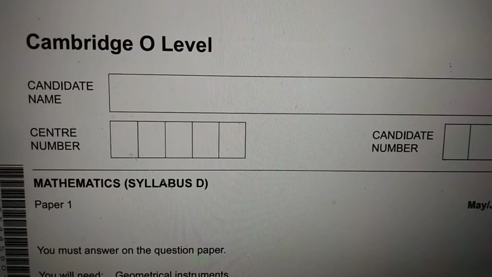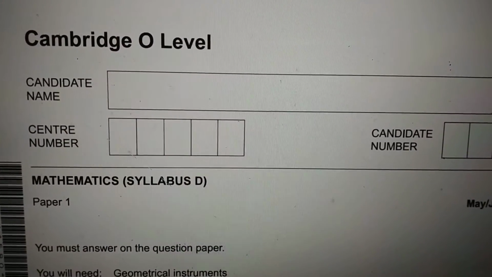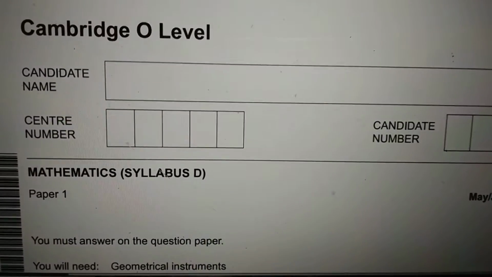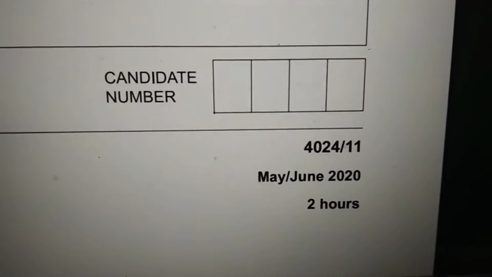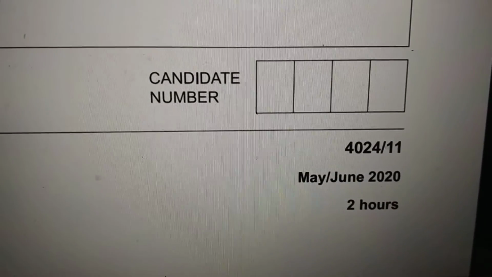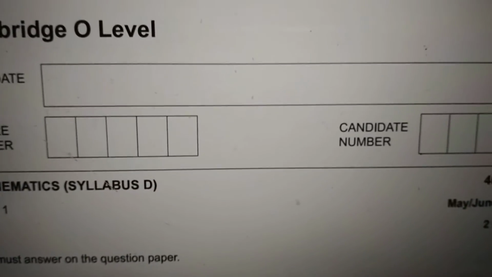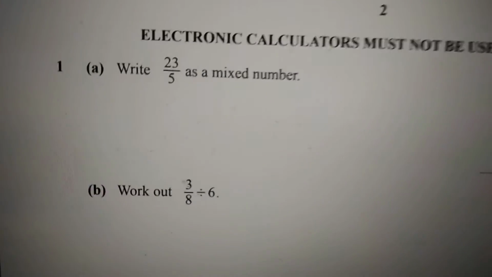Bismillahirrahmanirrahim. Students, today we are looking at the mathematics paper 4024, paper 1, and this paper is from June 2020, paper 11. Okay, starting with the first question.